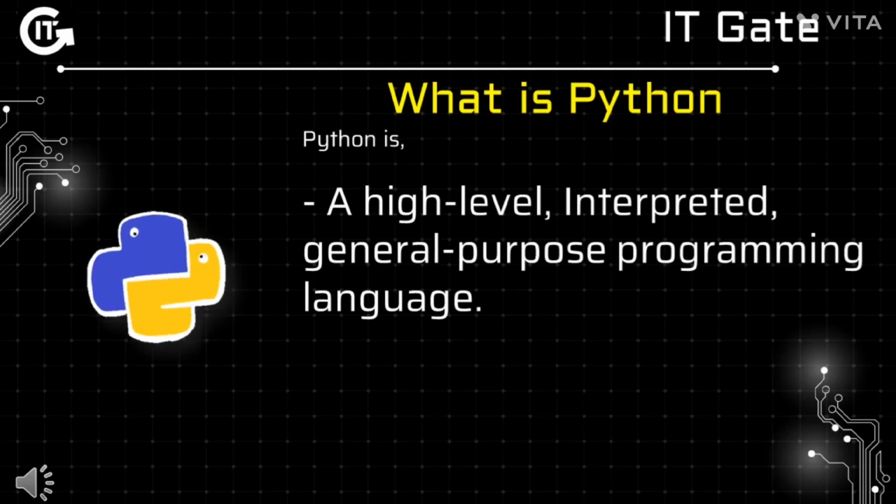Interpreted means Python code is executed line by line. It doesn't need to be compiled like C or Java. This makes testing and debugging faster and easier, especially for beginners. Third one, general purpose. General purpose means Python is not limited to just one type of task. You can use it for many things like web development, data analysis, machine learning, desktop apps, automation and more.